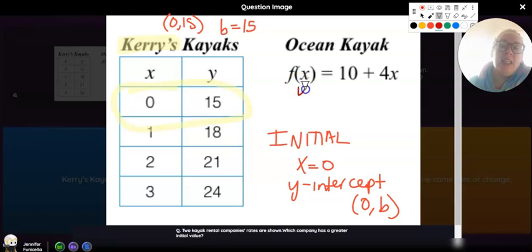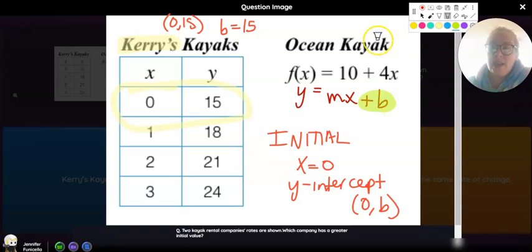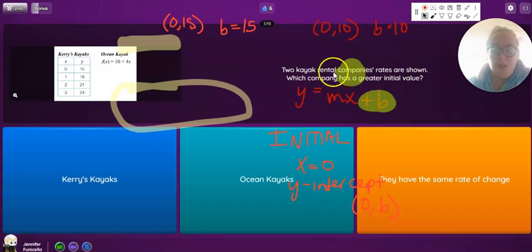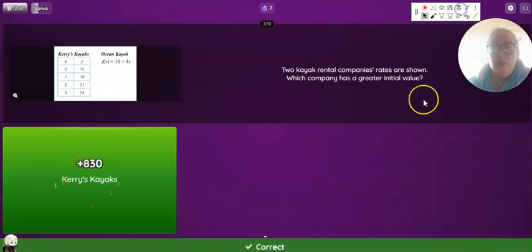For Ocean's kayak, this is in our slope-intercept form. The number that's on its own is our y-intercept. It's not attached to the x. So our y-intercept for Ocean's kayak is 10. So that would be (0, 10), which means that 15 is greater than 10, so Carrie's kayak has a greater y-intercept. Beautiful.